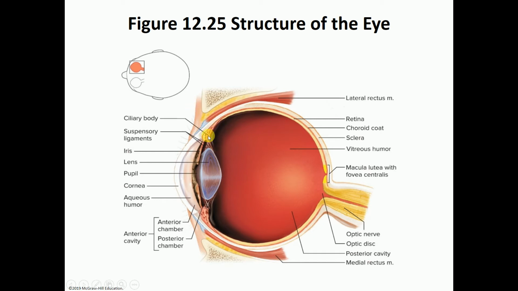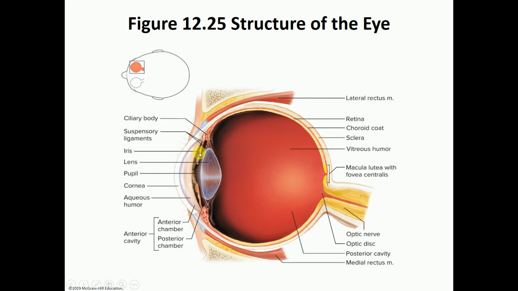Ciliary body, it makes an aqueous humor, which is some kind of watery substance, a watery liquid that is found in this chamber right here. And it has the attachments of these ciliary ligaments or these suspensory ligaments. The suspensory ligaments help in keeping the lens in its position.